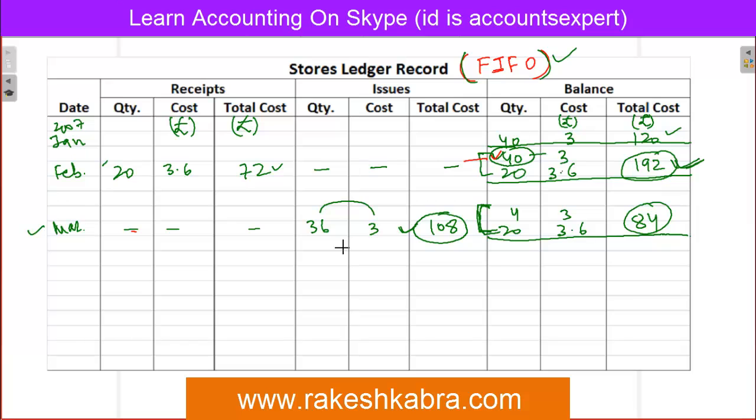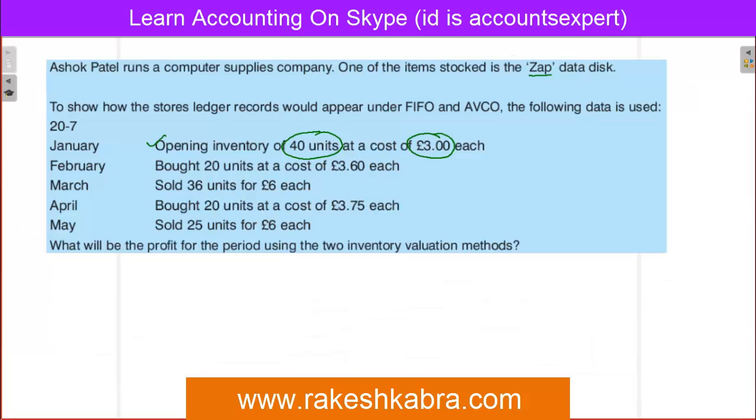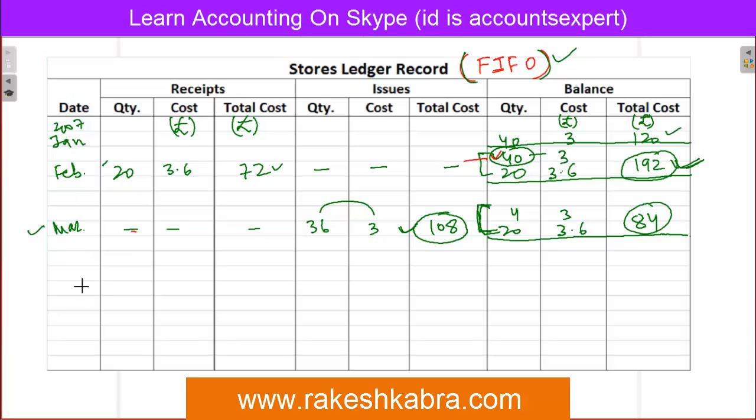Yeah. Now see, after March what happened? In the month of April, we bought 20 units. Now this time the rate is 3.75, isn't it? So new units we purchased, 20 units. So this we will write after March, the next month will be April. So 20 units we bought, and this time the rate is 3.75. So what is the value? 20 multiplied by 3.75. So it will come 75.